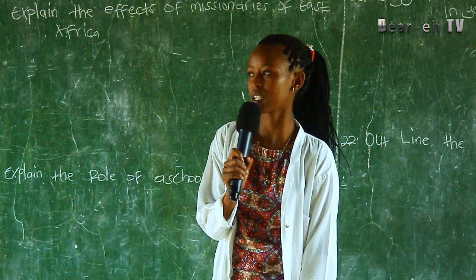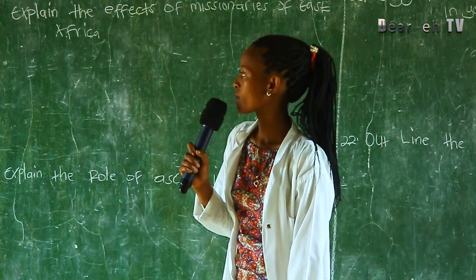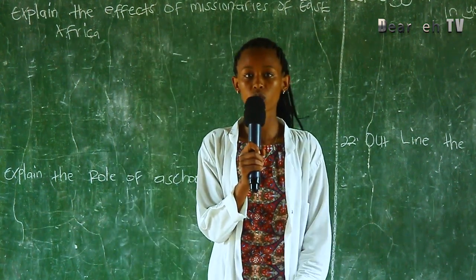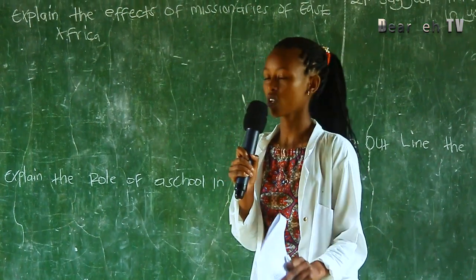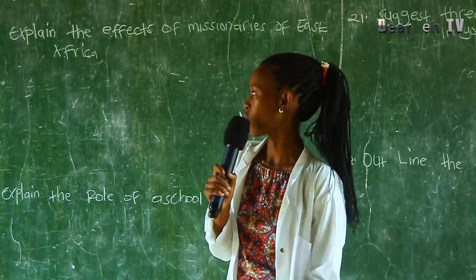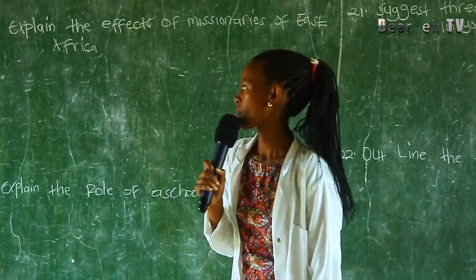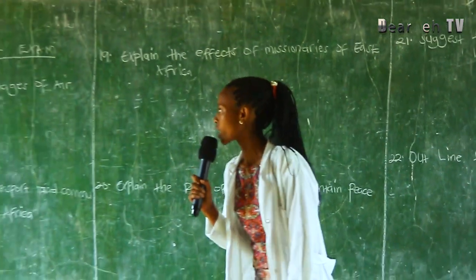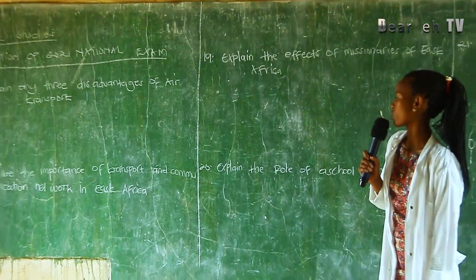We will be correcting this 2021 national exam of Social Studies. Last time, we stopped at question number 16, so we are going to start from question number 17 again. We shall correct all of the questions today. So let us start from question number 17, which states: explain four disadvantages of air transport.